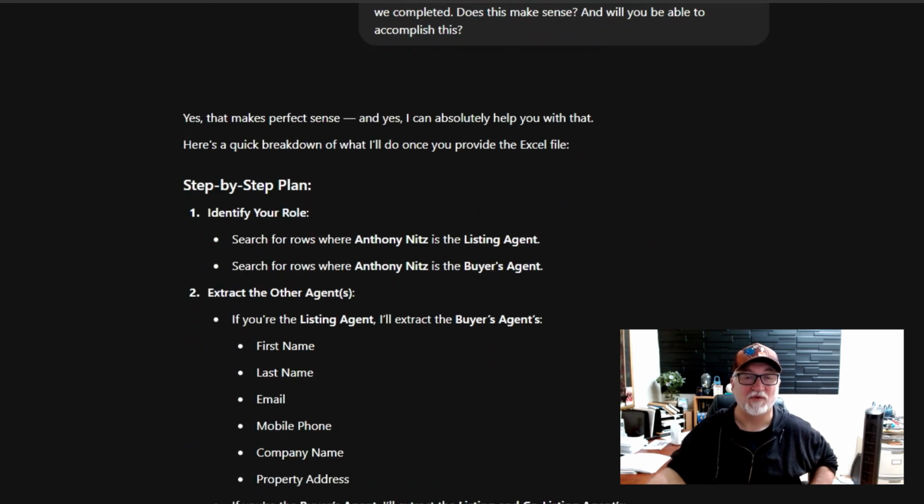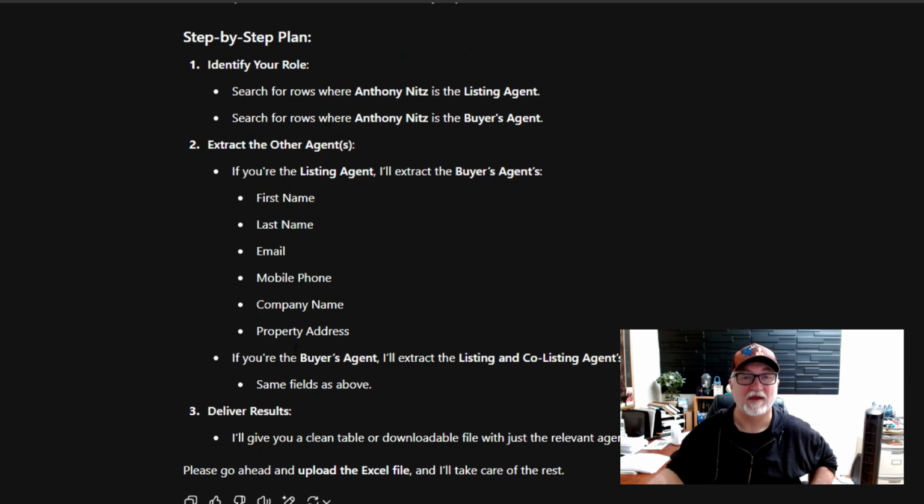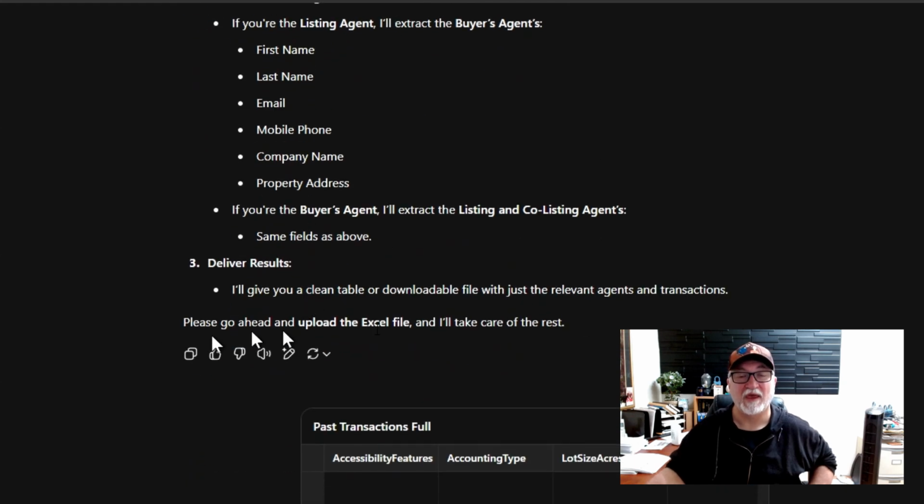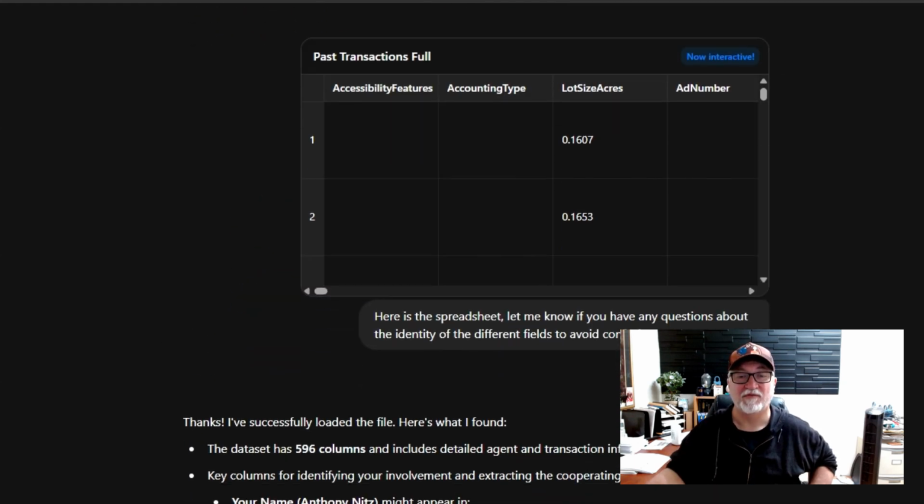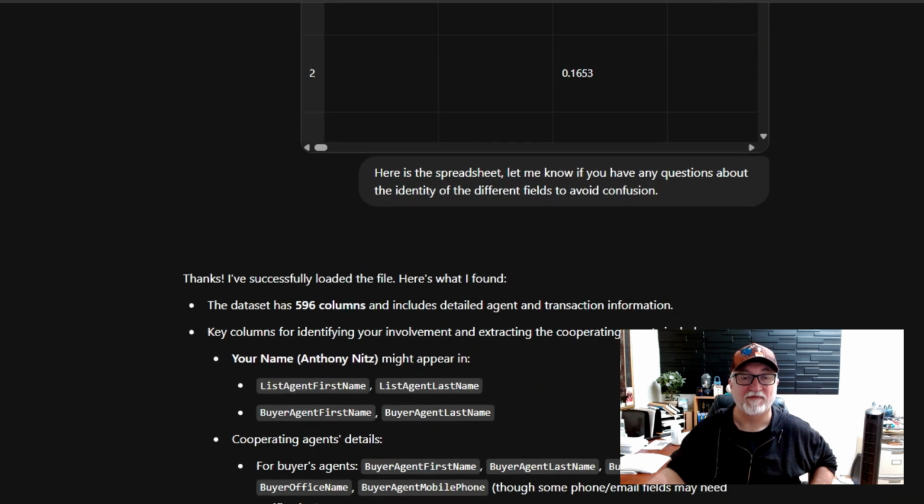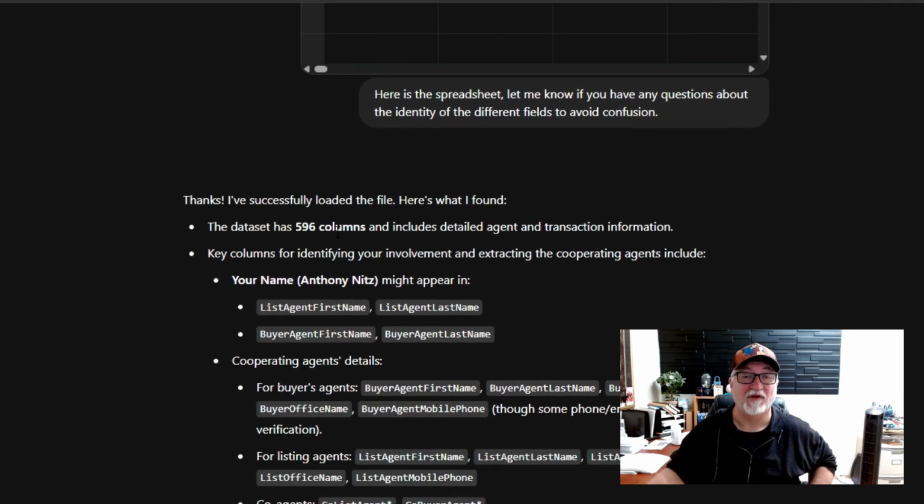And it actually walks through identifying the role. Okay, on some of them I'm the listing agent, some of them I'm the buyer's agent, and what data is going to be extracted. And it went through this process. I uploaded the file. I said, here's the spreadsheet, right? 596 columns, sorry. So that's a lot of data. And this is why I'm sharing this, because it really stresses how powerful this is.